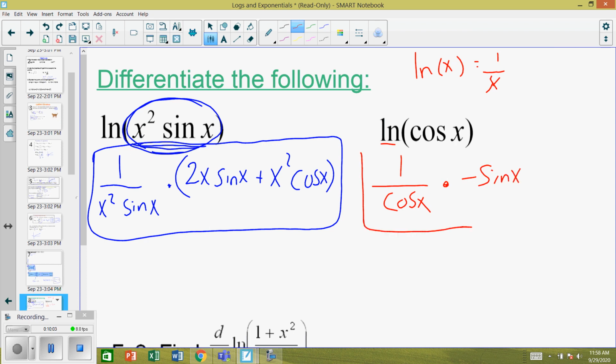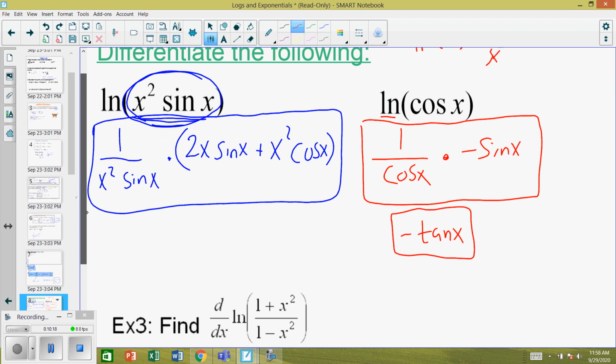And again, I'm completely okay with you leaving it that way. I mean, it does simplify. That's negative sine over cosine, which is just negative tan of x. So you could write that if you want, but again, if I'm asking you to just find the derivative, it does not have to be simplified.